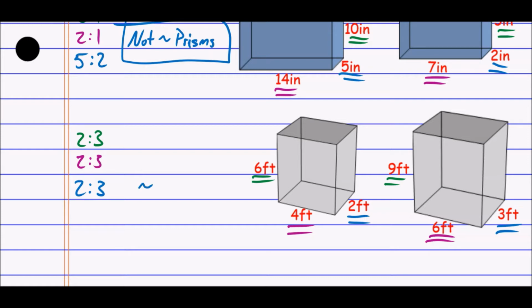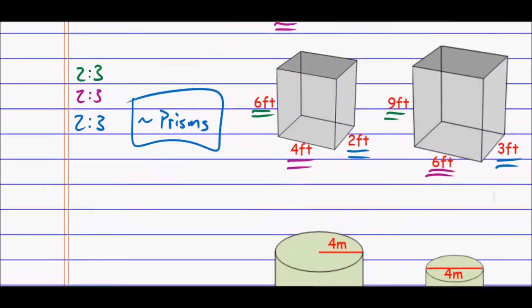Okay? So I'm going to say these are similar prisms. And that's it. We look for the same shape. We compare those shapes to see if they're proportional. If those two things happen, same shape with proportionality, then I have similar figures.